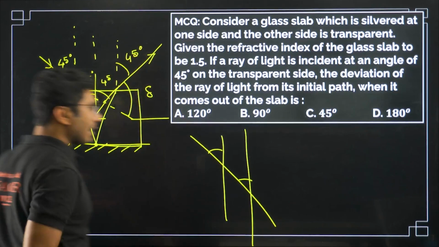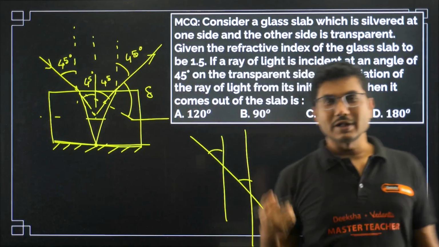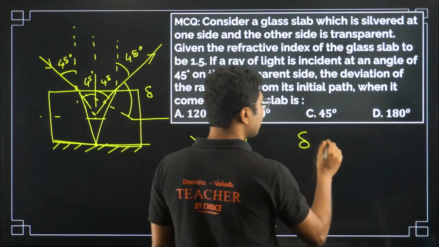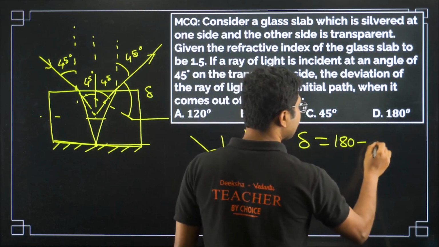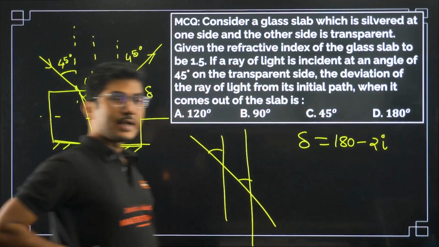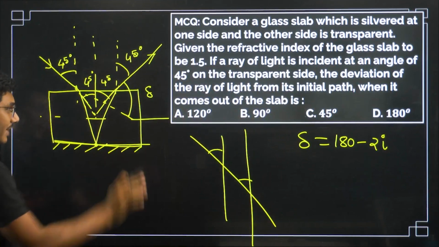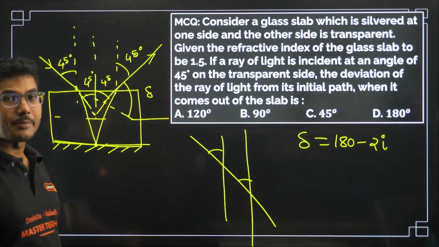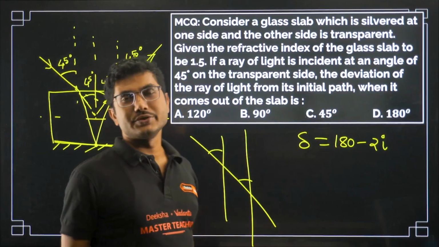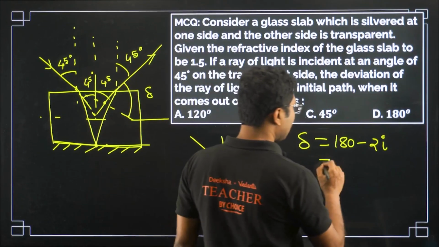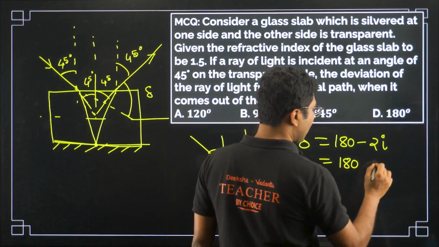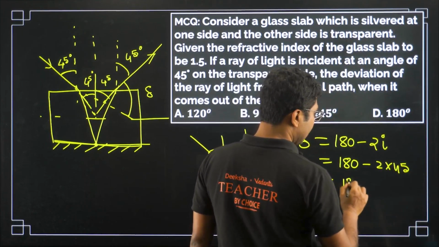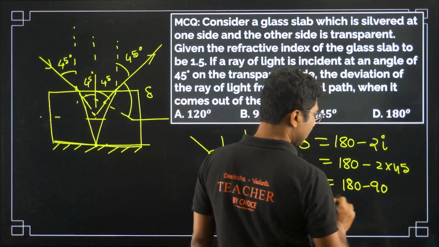So basically, we use the simple old formula from our previous lecture: delta equals 180 degrees minus 2i. It is independent of the refracting medium and does not depend on the refraction. If there is a reflection happening, you can always use this formula to calculate the angular deviation. So 180 degrees minus 2 into 45, that is 180 degrees minus 90, that is 90 degrees.